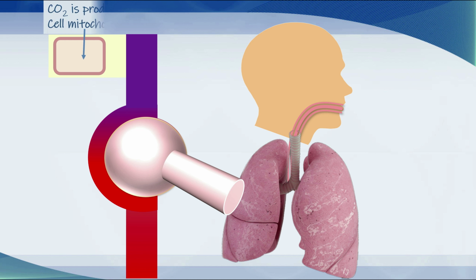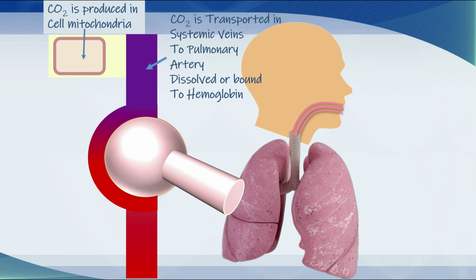Carbon dioxide is produced in cell mitochondria, and it diffuses out of the cell into the extracellular space and then into the capillary and into venous blood. At this point, it is principally dissolved in blood or bound to hemoglobin.